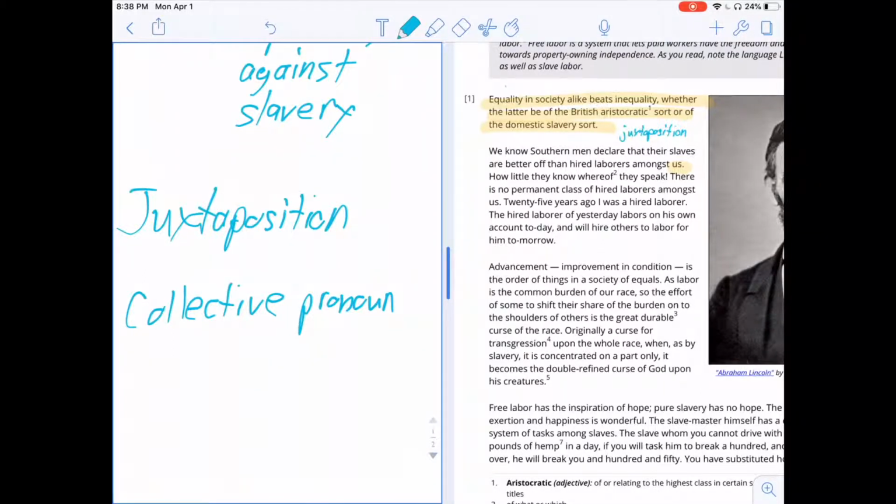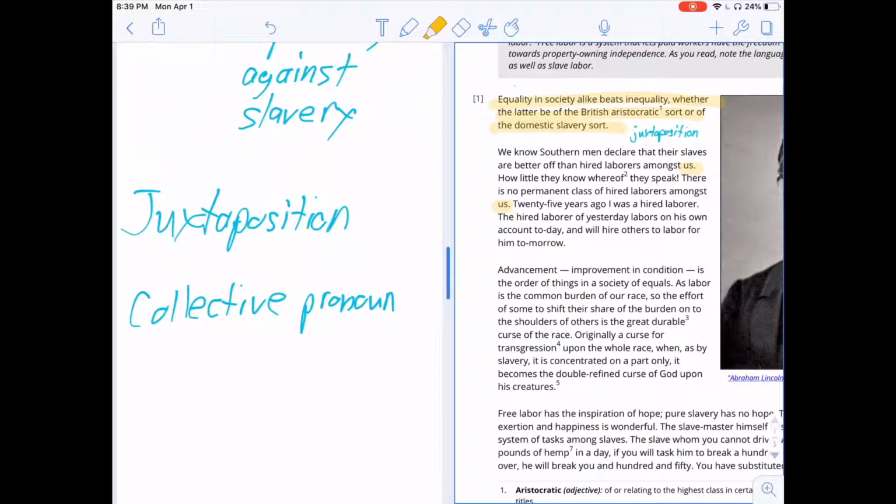Let's continue. "There is no permanent class of hired laborers amongst us." There it is again, "us." "25 years ago, I was a hired laborer. The hired laborer of yesterday labors on his own account today and will hire others to labor for him tomorrow." Now this is one that we can use. I know at the beginning we said do not use ethos, but this is a different type of ethos. This is a personal connection which helps bond him with his audience so that they can trust in him better. So we're going to write that off to the side on our list.